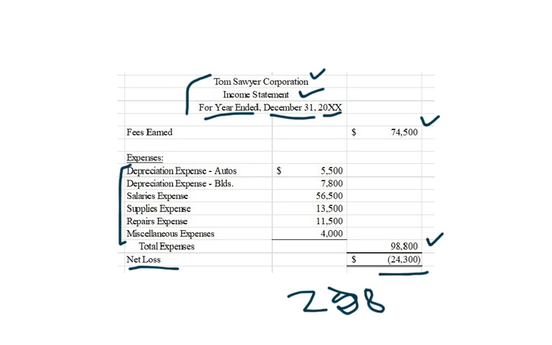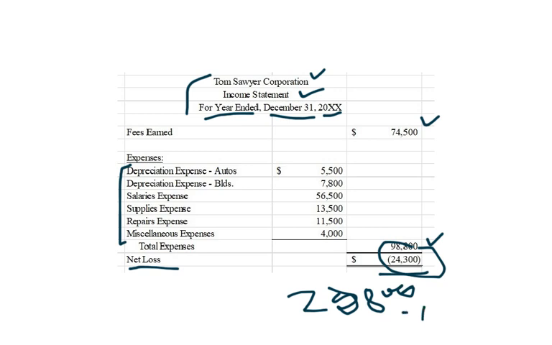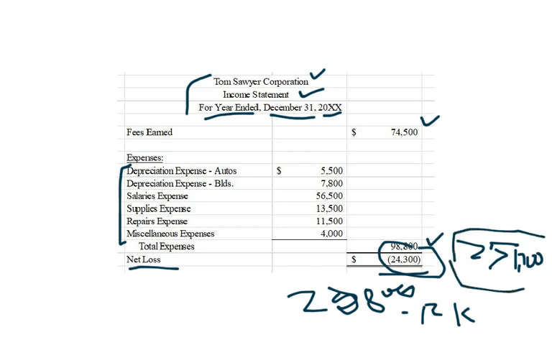Ooh boy, that got away from me. 288, and there you got your 3 zeros. So we're going to subtract 24,300 from that. And we're also going to do what? We're going to subtract the dividends of 12,000. So minus an additional $12,000 more. I'll just abbreviate that with 12K. And that'll give you $251,700 as your ending retained earnings balance.